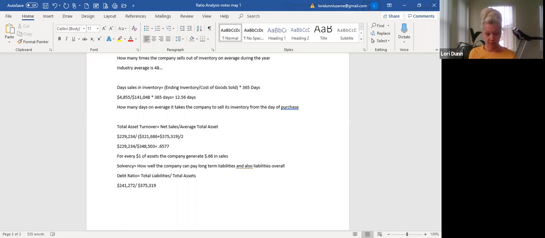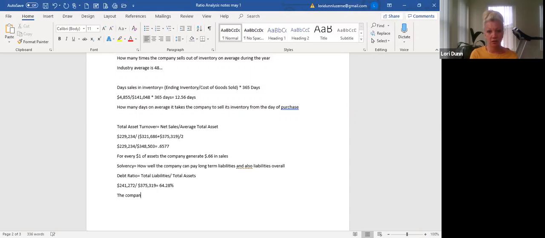Divided by 375,319, and I'm getting 0.64. So 64, I'm going to change that to a decimal, 64.28%. Now, you can look at this from a couple different perspectives. The first is straight out with the percentage, 64.28% of assets still, or let's put it this way. Let's do it this way.